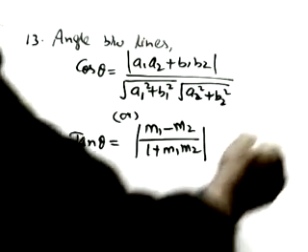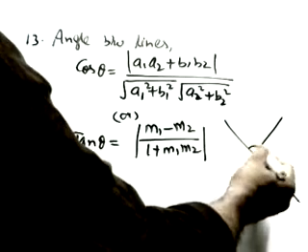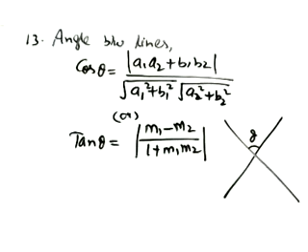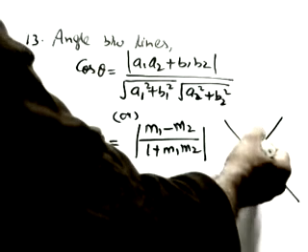Now see here the angle between two lines. Suppose we have two lines. To find the angle between the two lines, we have two formulas. The first formula is cos theta equals mod of (a1 a2 plus b1 b2) by under root of (a1 square plus b1 square) into under root of (a2 square plus b2 square). One more formula, when we use slopes, is tan theta equals mod of (m1 minus m2) by (1 plus m1 m2).